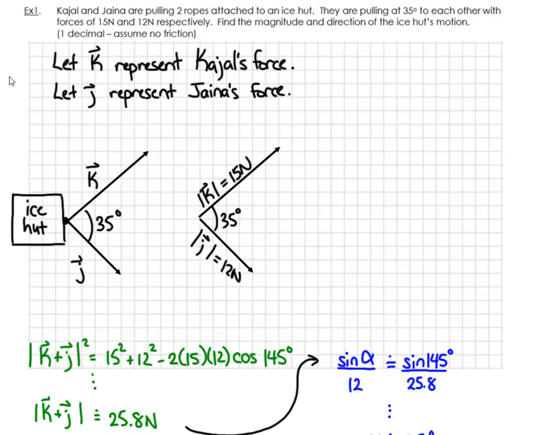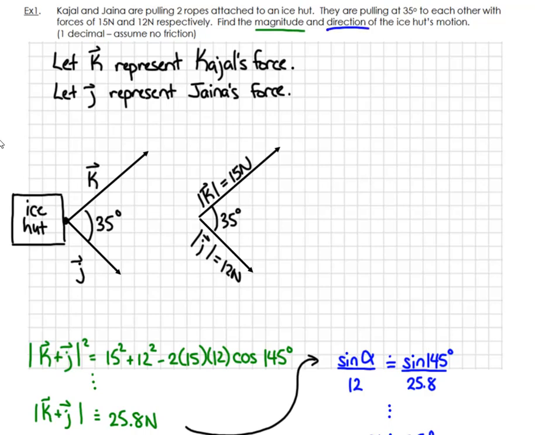Now what the question is asking you for is how this ice hut is going to move. Well, if two people are pulling it in these directions, obviously it's going to probably move this way. But does it move straight? Like, does it move this way? Does it move this way? How am I supposed to know? And by how much? So what we're going to do is, because it's moving, we know we're trying to find a resultant with a certain magnitude and direction.